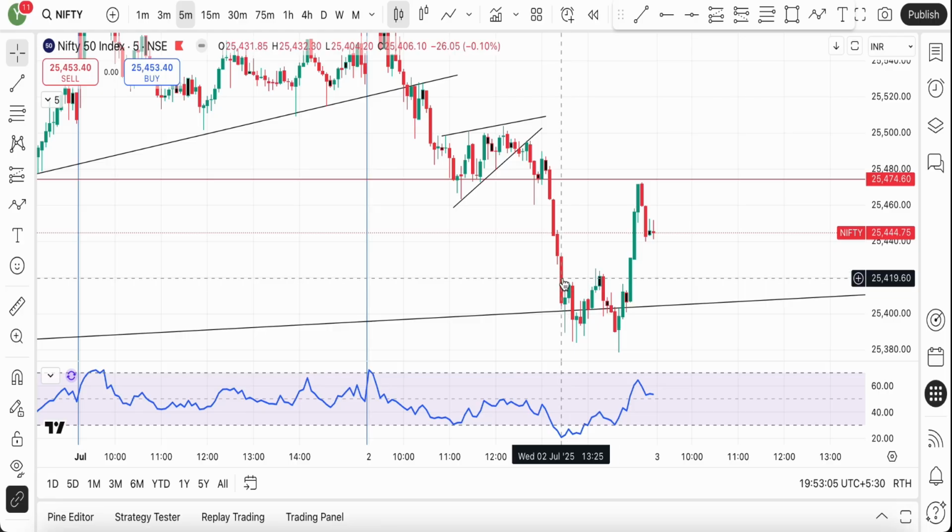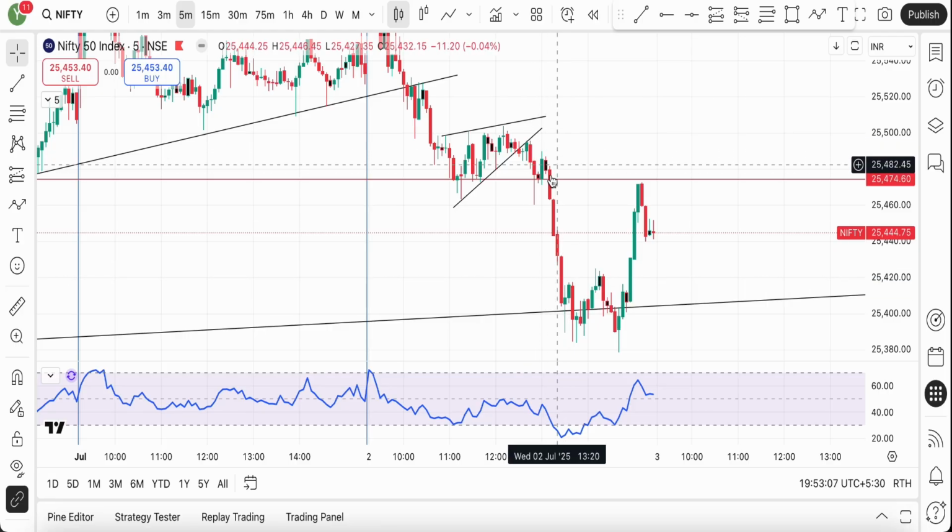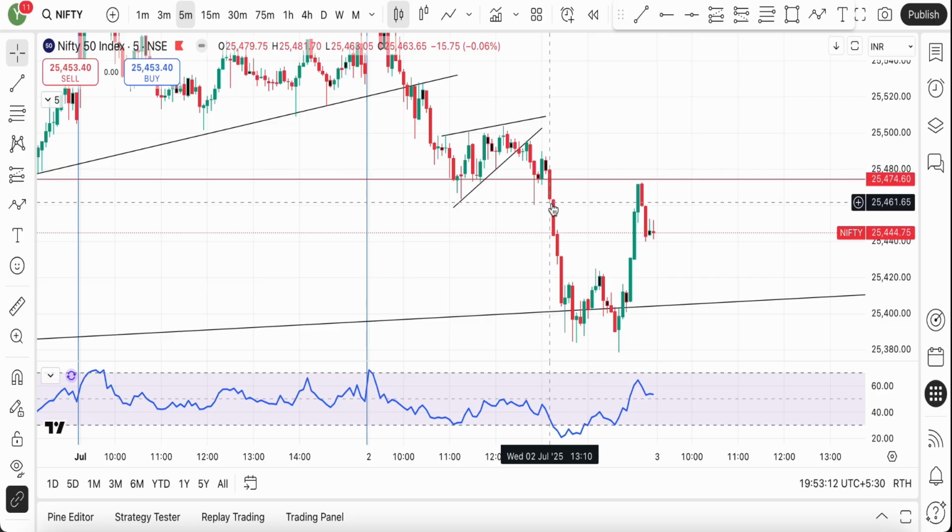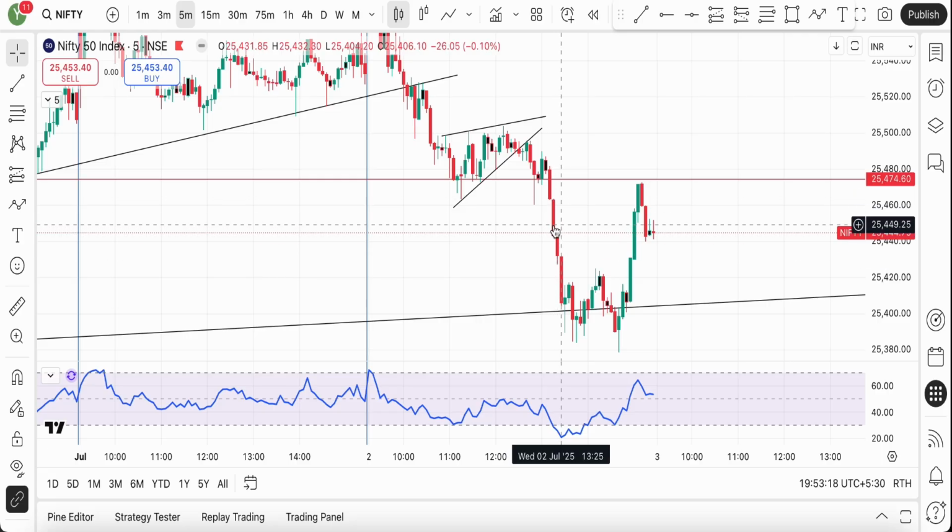A small pullback came. Initial SL was around here, but since there were no further swings, I was trailing it candle by candle. So once this big red candle formed, I moved my SL to around this particular high. Once this candle formed, I moved the SL around here. Once this candle formed, I moved this around here.